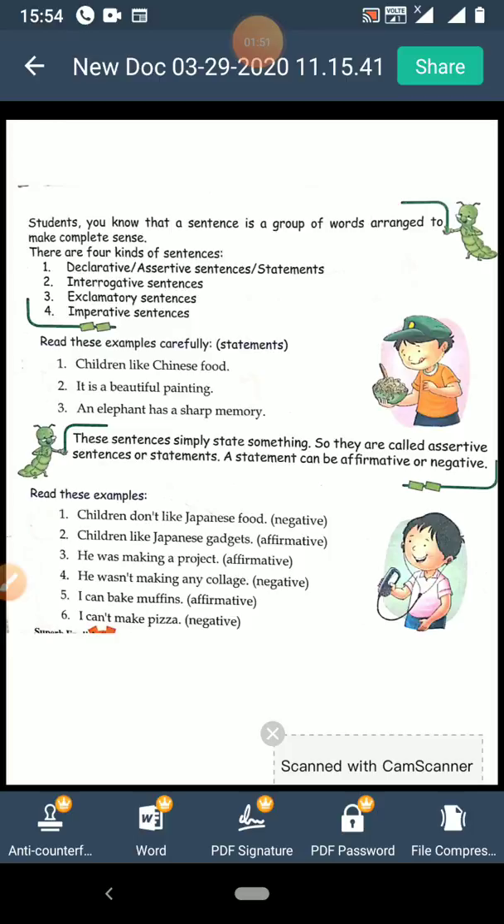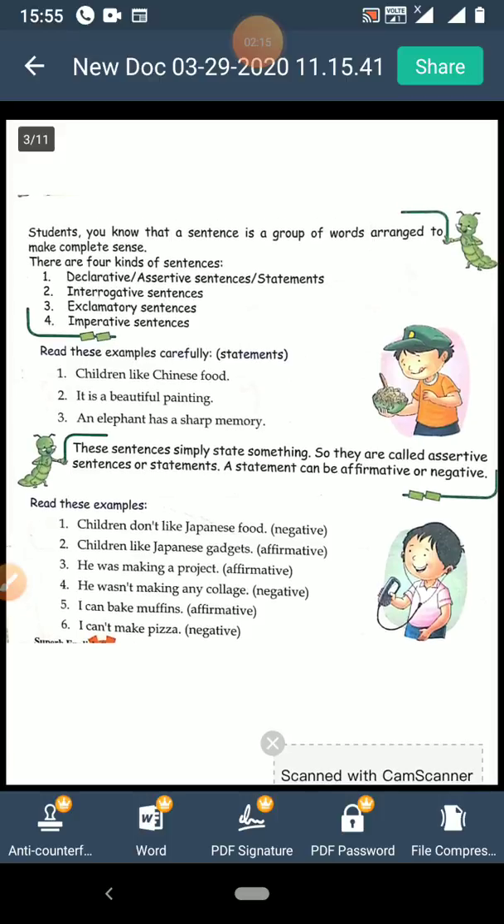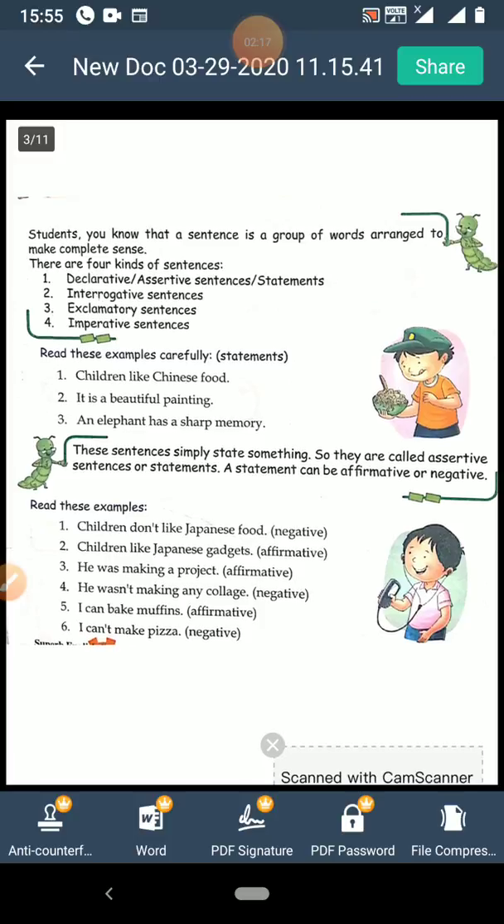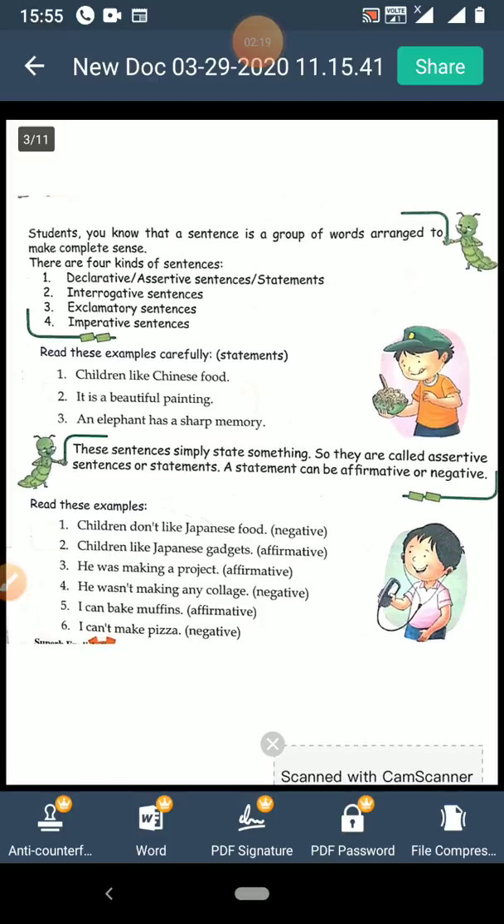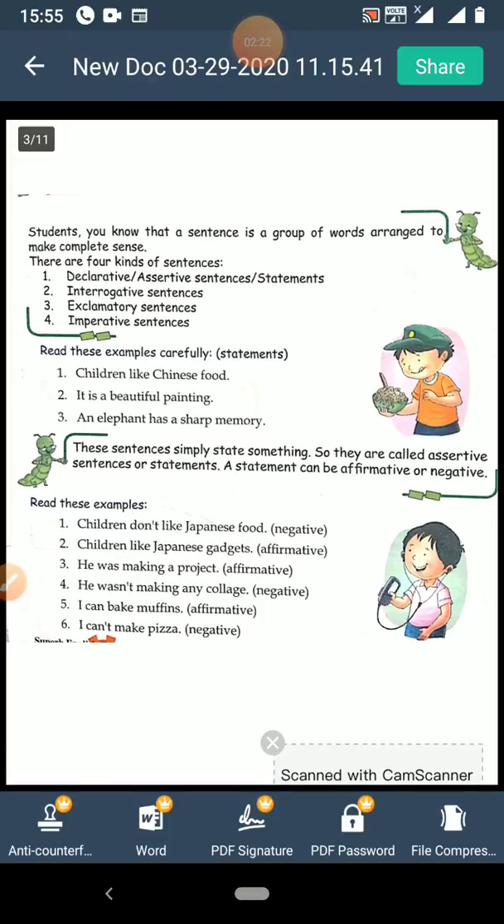Now, read these examples carefully. These are statements. Children like Chinese food. Second, it is a beautiful painting. Third, an elephant has a sharp memory. These sentences simply state something, so they are called assertive sentences or statements. A statement can be affirmative or negative. Now, I'll explain these sentences.